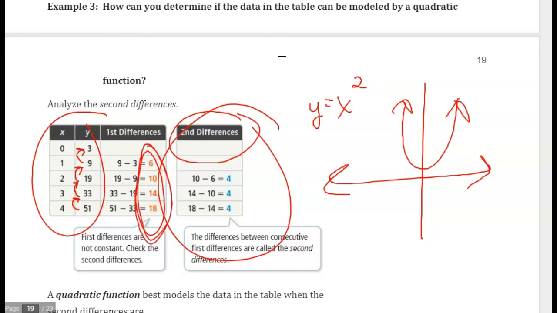Then they do it again. Because look here, now, difference of 4, difference of 4, difference of 4. Now you have your equation. And this will tell you that it's a quadratic.